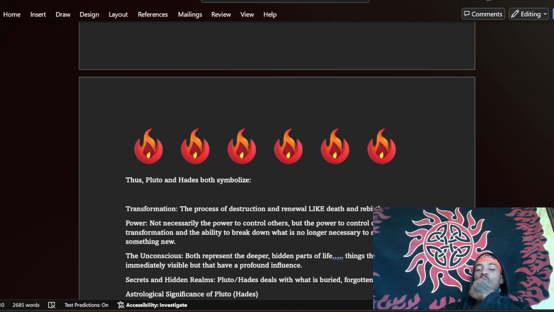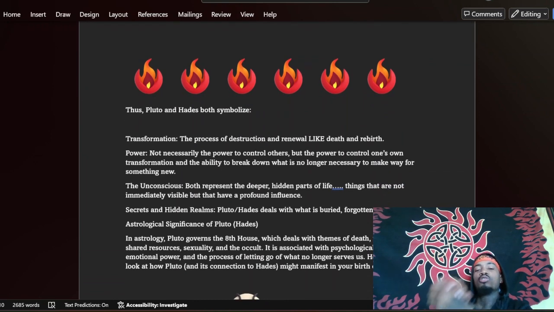Now, scroll back down. So now listen. Thus, Pluto and Hades both symbolize transformation, the process of destruction and renewal, like death and rebirth, right? The power, not necessarily the power to control others, but the power to control one's own transformation and the ability to break down what is no longer necessary to make way for something new. You understand that? This could also represent the Tower card or the Death card inside the tarot. I don't know what they're actually associated with, but just in the symbolism of what those cards represent, it's very Scorpionic in nature, very Plutonian in nature.